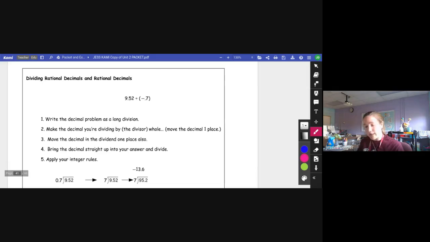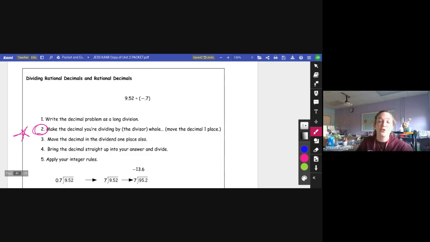So on page 40, we take what Mrs. Piacenti just explained and we make it one step harder. Again, though, this is review from 7th grade. So most of the steps are the same, except for step number 2 here. Make the decimal you're dividing by, the divisor, a whole number. Move the decimal. So for this first example, we've got 9.52 divided by negative 0.7.